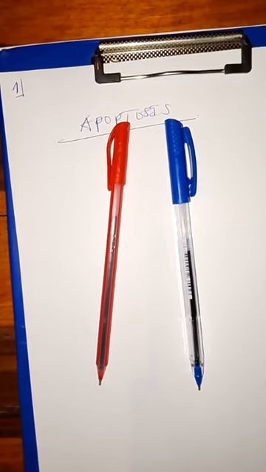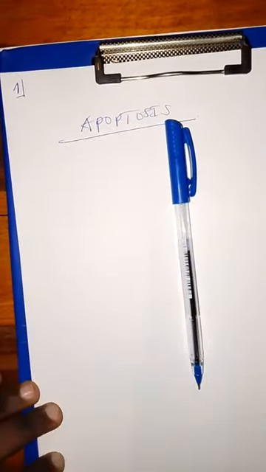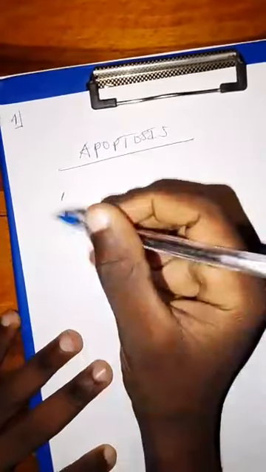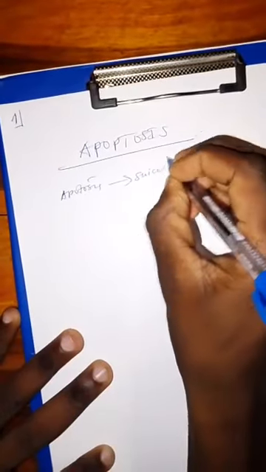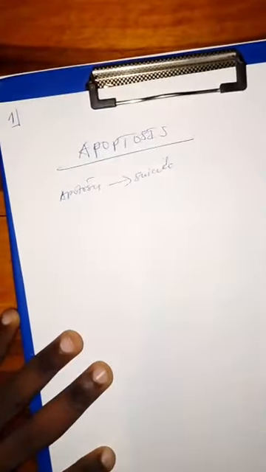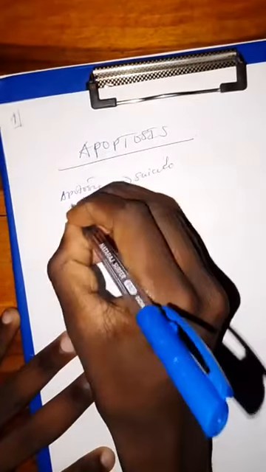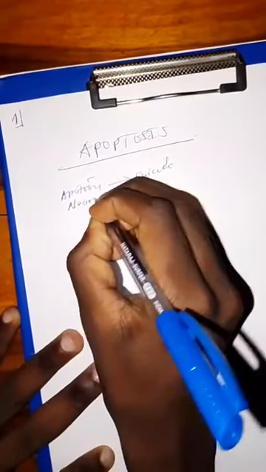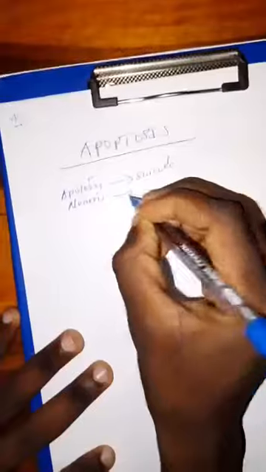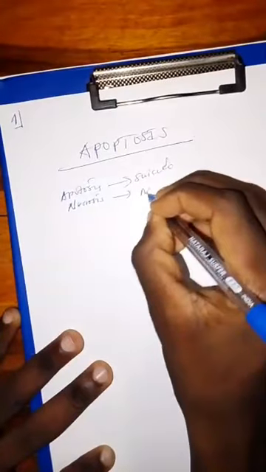So let's dive directly into what apoptosis is. In simple terms, this is just for you to understand: apoptosis is something like suicide, the cell committing suicide. Then there's also what you call necrosis, which is also called murder.